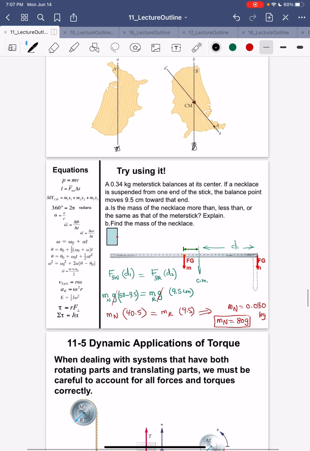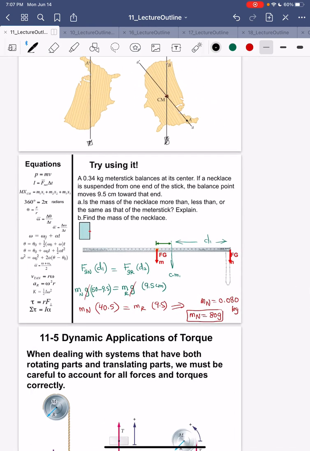Here I have a 0.34 kilogram meter stick that balances at its center. If a necklace is suspended from one end of the stick, the balance point moves 9.5 centimeters toward that end. Is the mass of the necklace more than, less than, or the same as the mass of the meter stick? Explain and find the mass of the necklace.